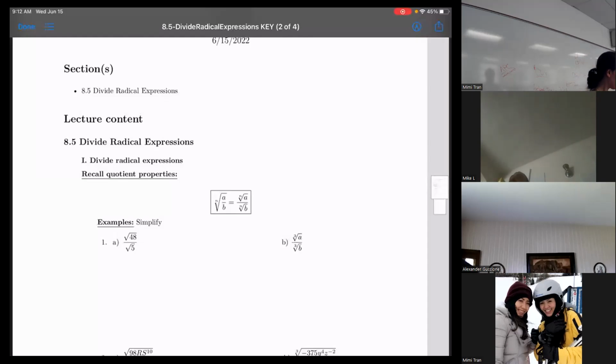All right, so let me recap. Quotient property: if you have the nth root of a over b, you can split it into two radicals, the nth root of a divided by the nth root of b.